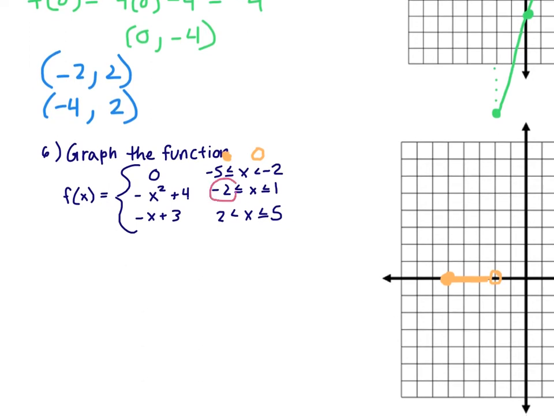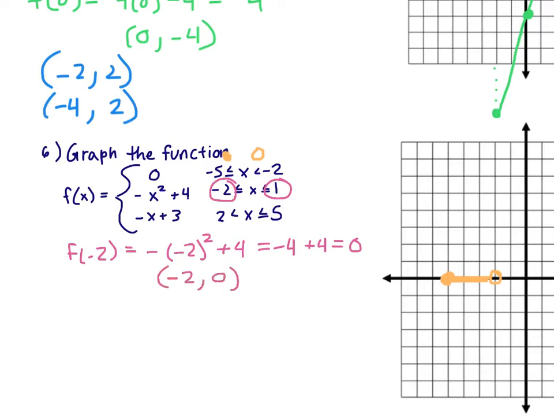Next, we're going to plug in -2 and 1 into our second function. So we have f of -2 is going to be -2 squared plus 4. -2 squared is 4. That negative outside makes it a -4, so we have -4 plus 4, which is 0. So our point here is going to be -2, 0. And then we have a less than or equal to sign, which means that it's going to be a closed circle there.